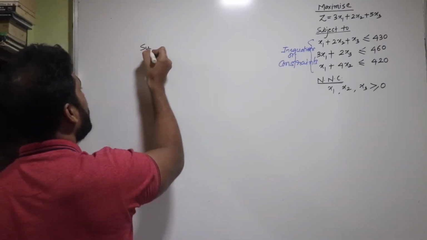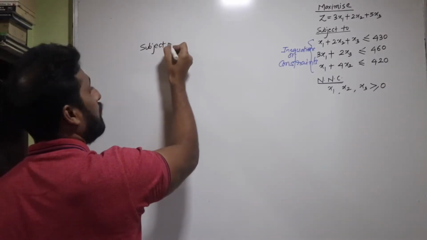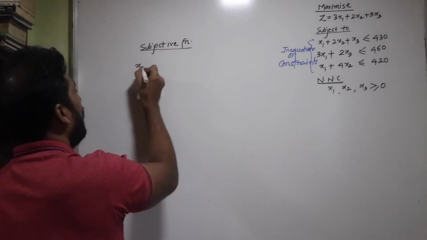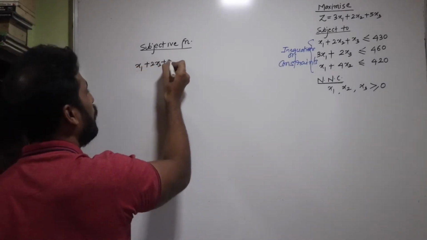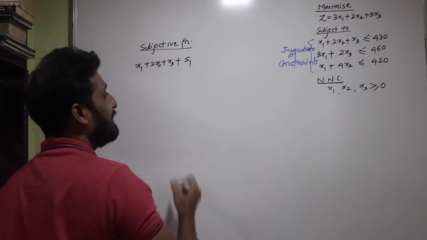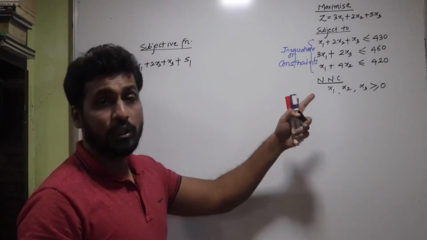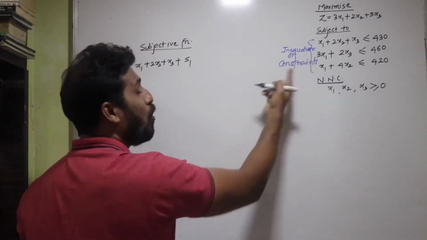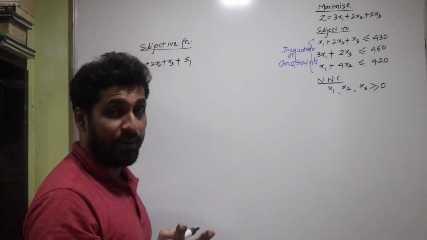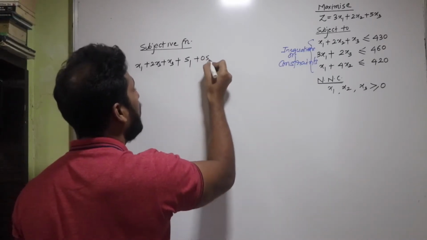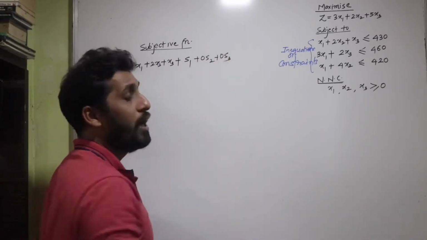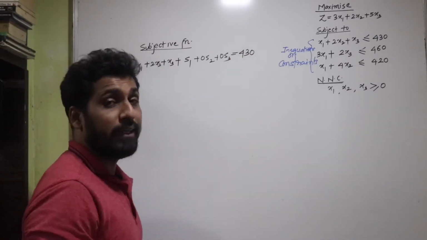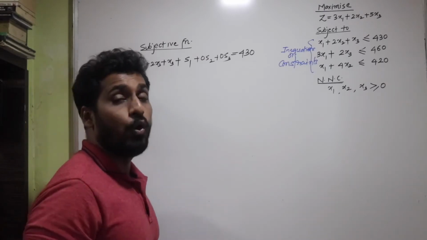The subjective functions now become x1 plus 2x2 plus x3 plus s1. So that's the first subjective function. So I need the first slack variable, so I've put plus s1. Since there are two more subjective functions, two more slack variables are going to come. So I'm going to write plus 0 s2 and plus 0 s3 equal to 430. So that's my first subjective function which has been transformed into an equality.